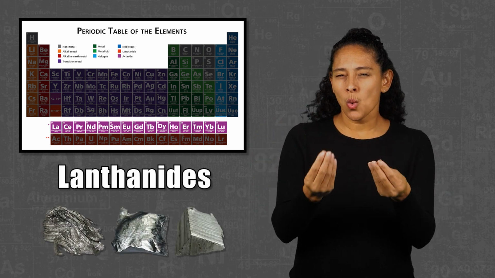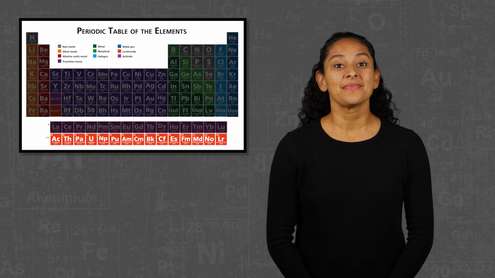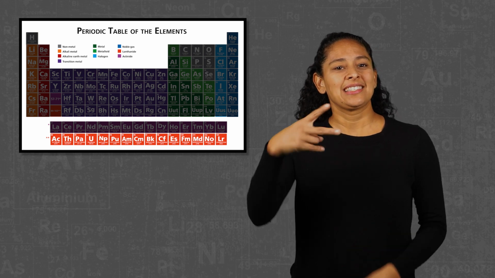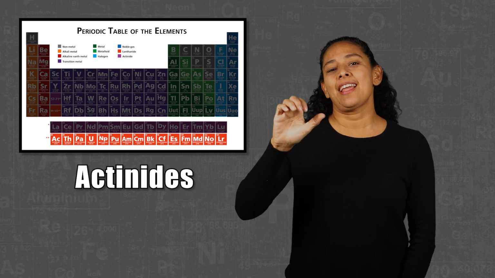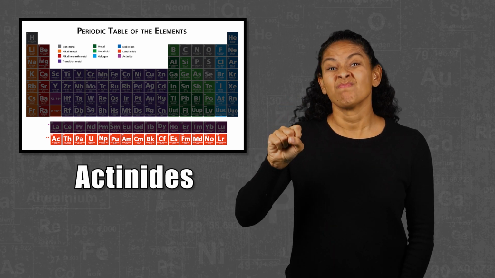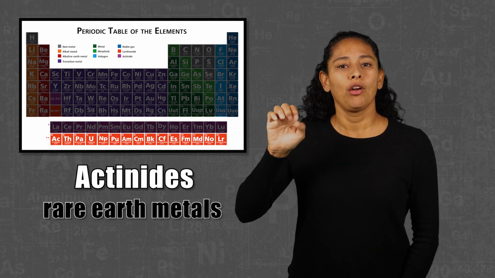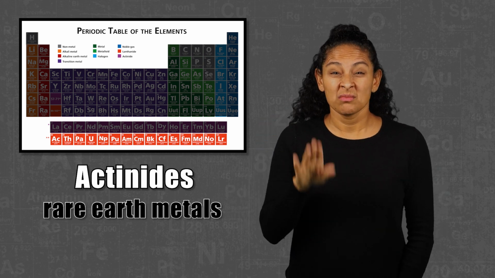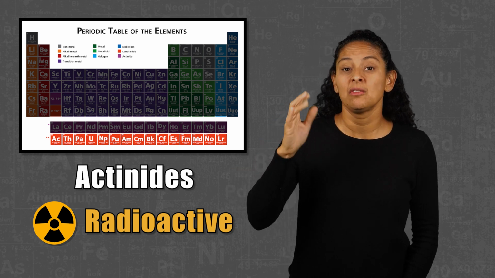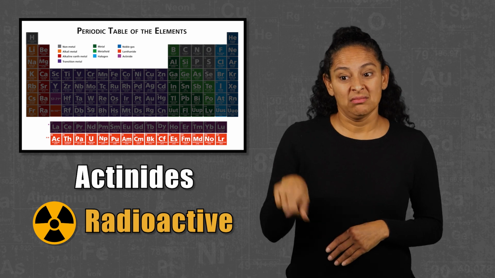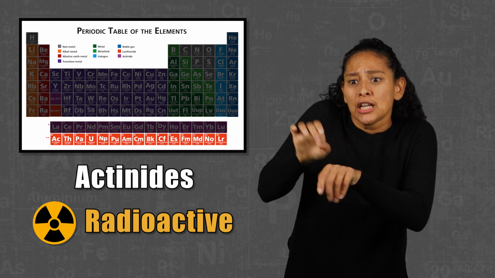These are shiny, soft materials that can often be cut with a knife. Finally, we have the second radioactive family called actinides. These elements are also referred to as rare earth metals. All of these elements are radioactive because they are unstable. They are considered toxic and must be handled carefully.